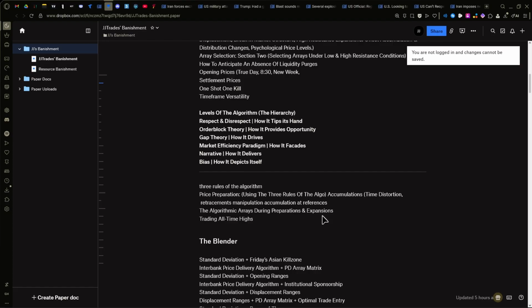There are a lot of different things about all-time highs, like how price prepares, how it manipulates the algorithmic arrays that form throughout this, and the three rules of the algorithm, which is not necessarily a part of this, but is a part of this because you're using the three rules of the algorithm for price preparation. And if you're skipping this, you're a little retarded. I've got to be honest. If you are skipping through this, you're a little retarded.